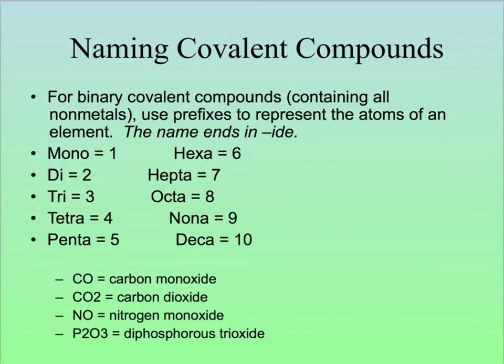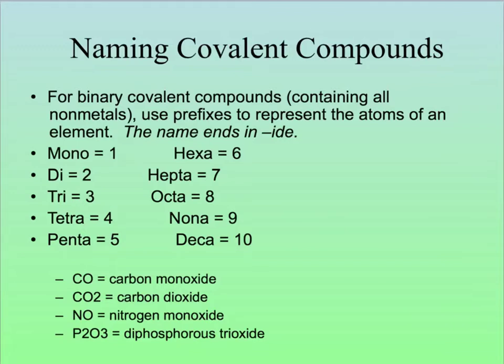Now, naming covalent compounds is very easy. For a binary covalent compound, we use prefixes to represent the number of atoms in an element, and then the name ends in "ide." So you look at the subscripts. If the subscript is 1, you call it mono. If it's 2, di, 3, tri, 4, tetra, 5, penta, 6, hexa, 7, hepta, 8, octa, 9, nona, and 10, deca. For example, if you have CO, you call it carbon monoxide.